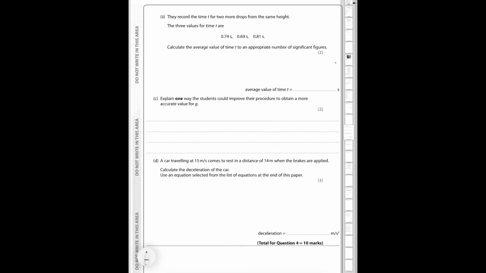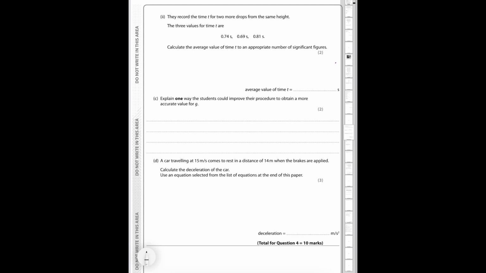Now for this next part of the question, we're told that they record the time t for two more drops from the same height, and then we have our three values of time there. Calculate the average time t to an appropriate number of significant figures. Now, because our results are recorded to two significant figures, our answer should not be any more than two significant figures.